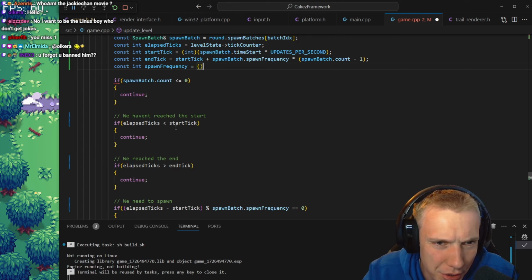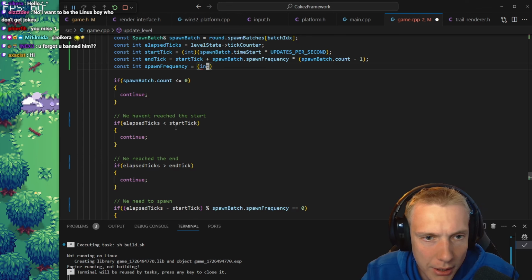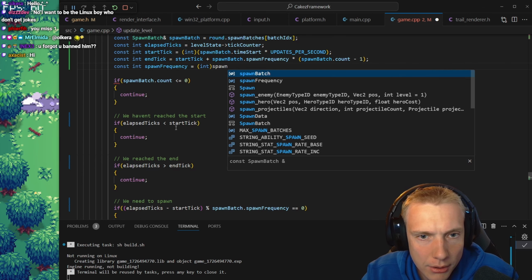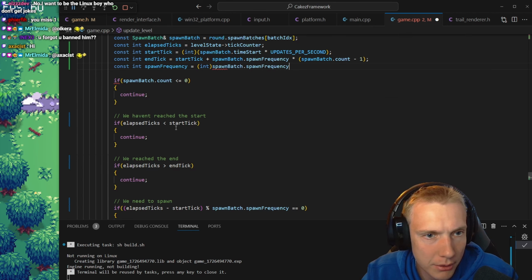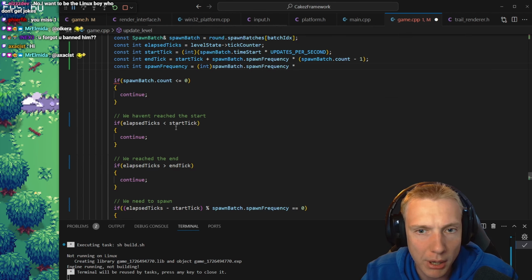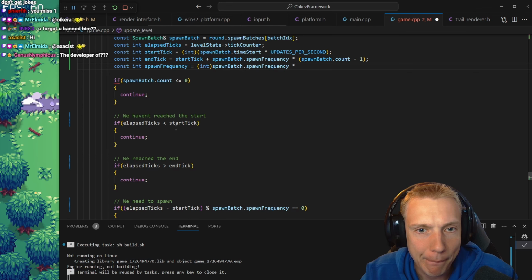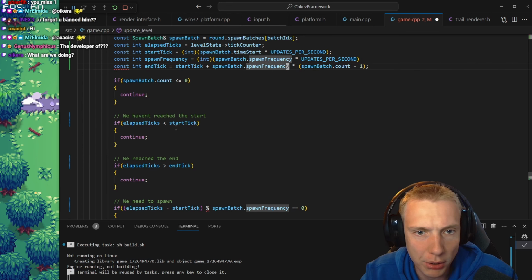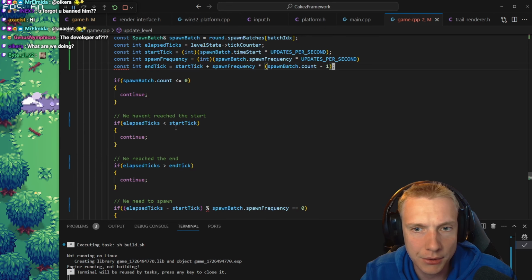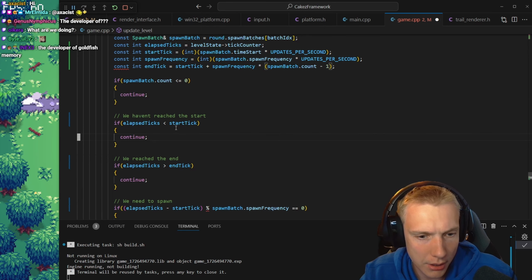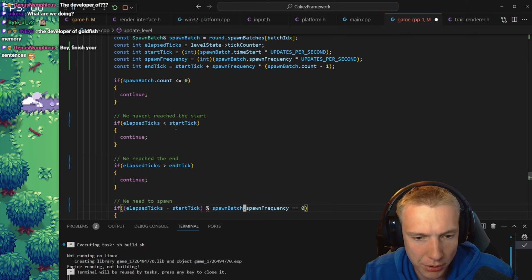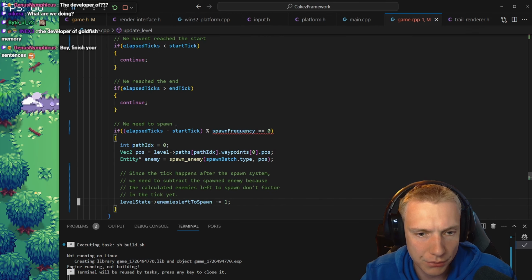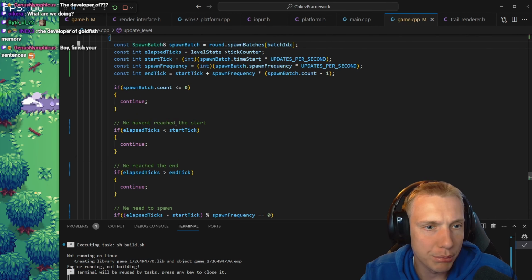Okay, so how do I do this? I turn this into an int. I take the spawn batch dot spawn frequency and I multiply that by the updates per second. Turn that into an int, right? And then over here I can just use the spawn frequency in the calculation. Start, frequency, end. And then we just modulo that by the spawn frequency. Like this. Right? And that would be the first.